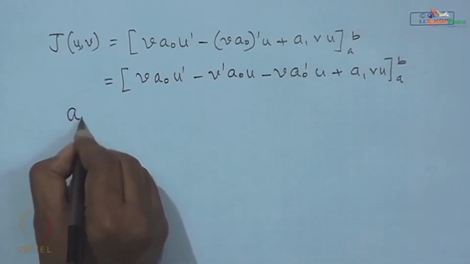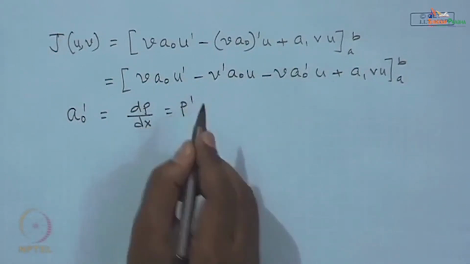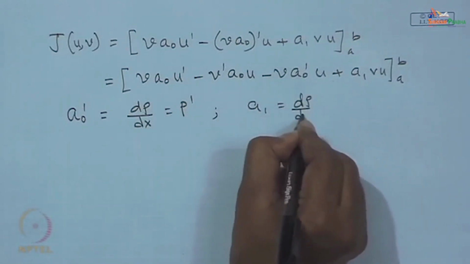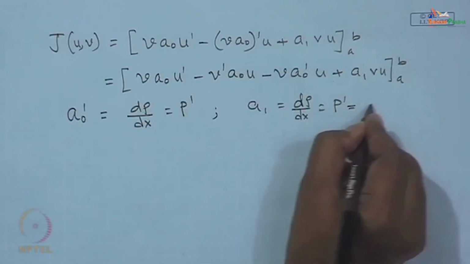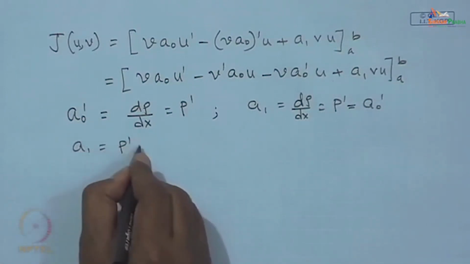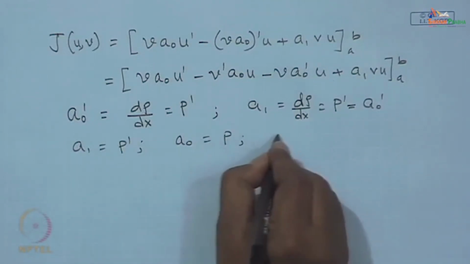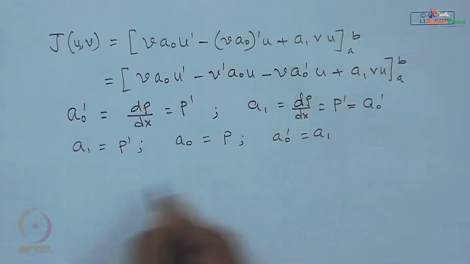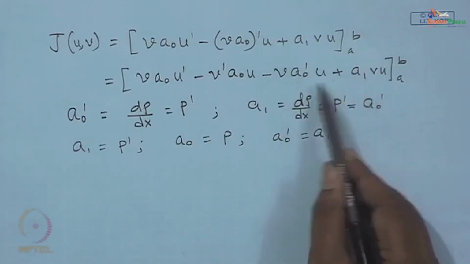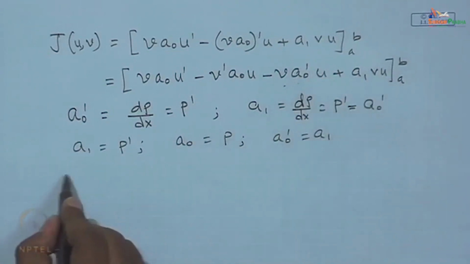We have already proved earlier that a0' is dp/dx, which is p', and a1 is nothing but dp/dx, equal to p', and that is equal to a0'. So, a1 is equal to p', a0 is equal to p, and a0' is equal to a1. Since a0' is equal to a1, the last two terms of this bilinear concomitant will vanish. They will just cancel each other.